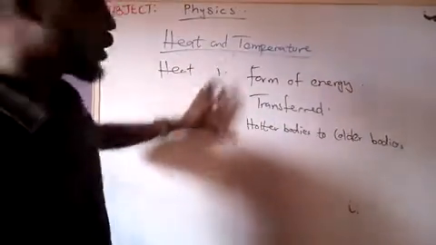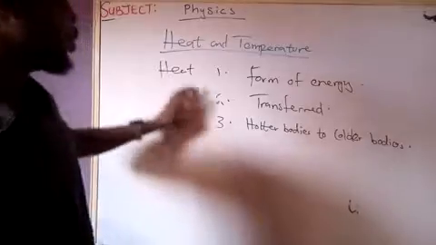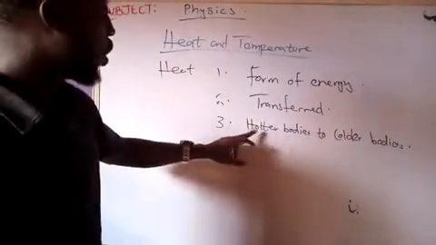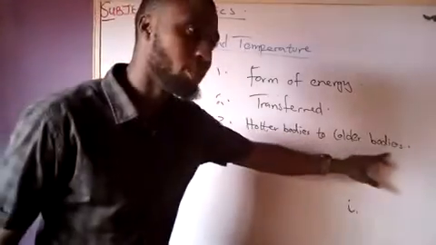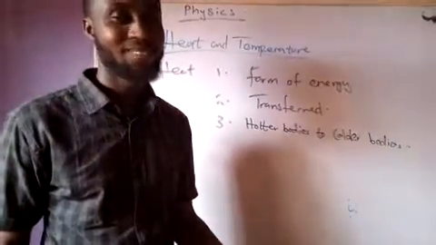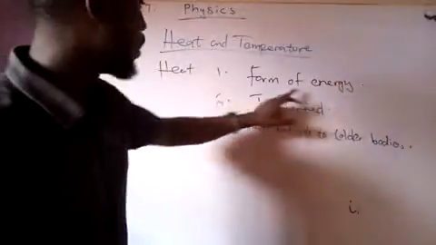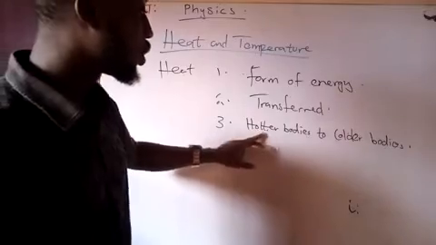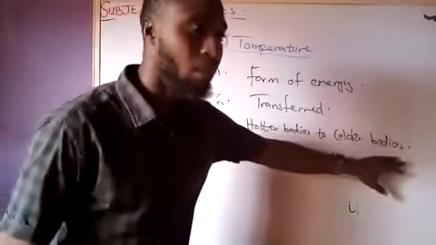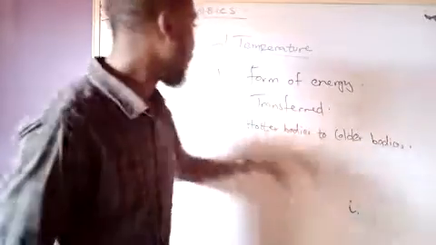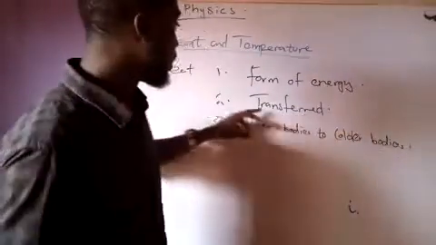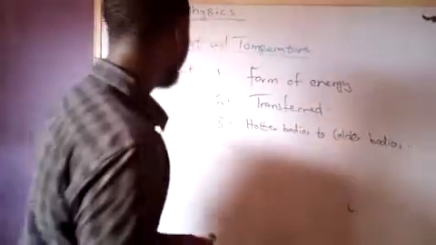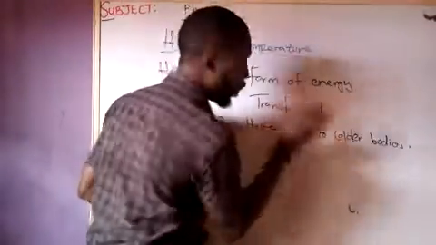Now let's join these three points together. Heat is a form of energy that is being transferred from hotter bodies to colder bodies. Let's go again. Heat is a form of energy that is being transferred from hotter bodies to colder bodies. Again, heat is what? A form of energy being transferred from hotter bodies to colder bodies. So this is the first definition of heat.